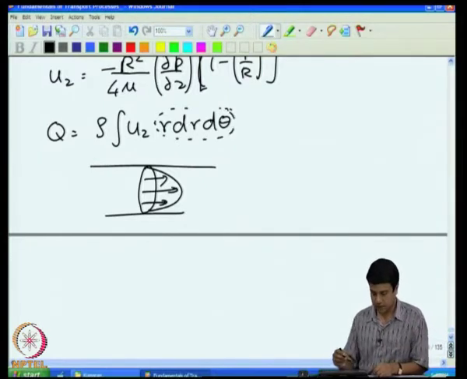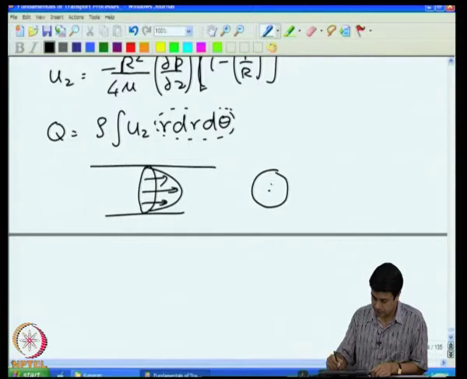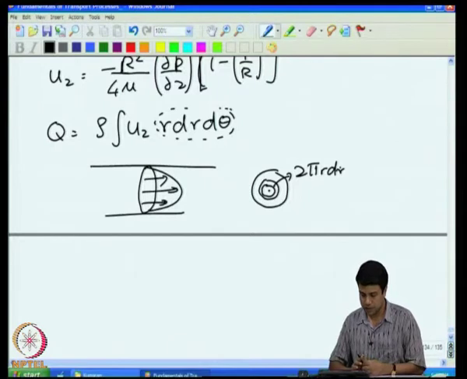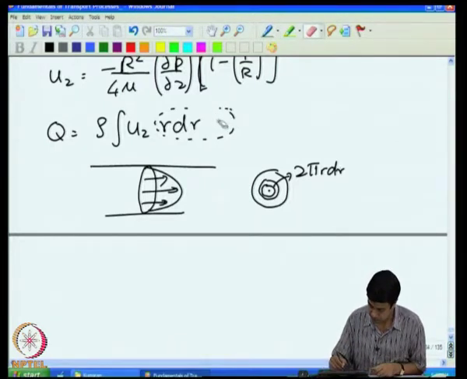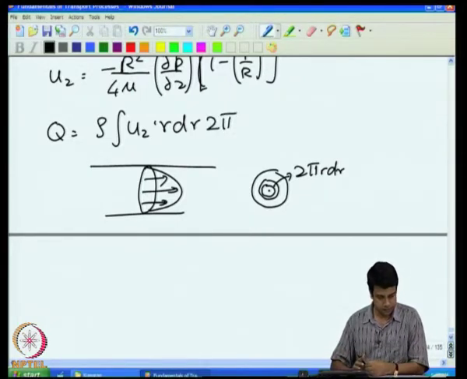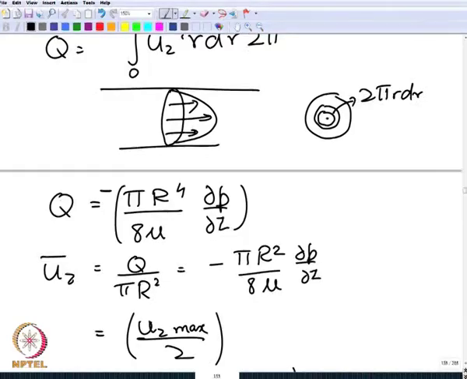Because if I look in a cylindrical coordinate system, the differential area between two annulus is going to be equal to 2 pi r times dr. So, integrate 2 pi r dr. I can calculate that to get a mass flux Q is equal to pi R power 4 by 8 mu into dp by dx, with a negative sign. Once again, because dp by dx is negative, the flow is positive in this direction.